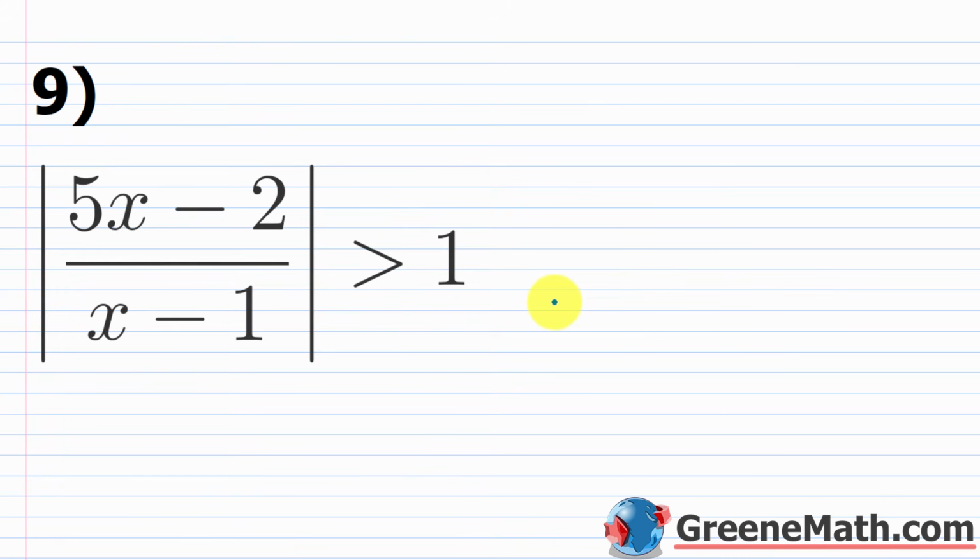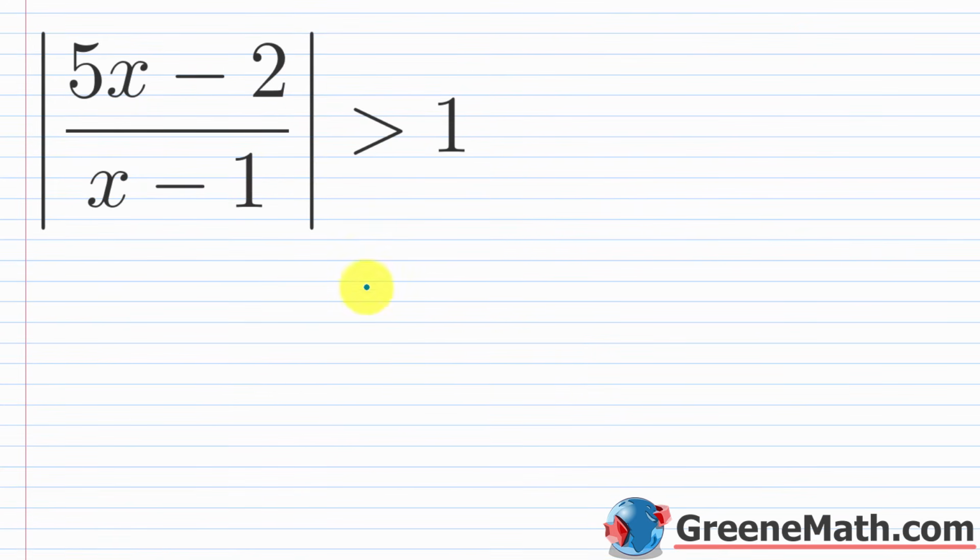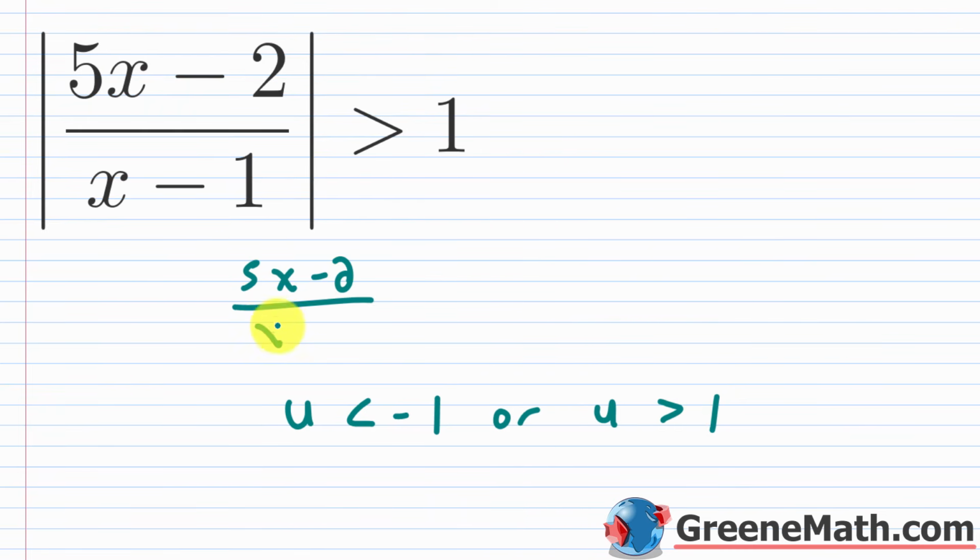All right, let's take a look at problem number 9 now. So here we have the absolute value of 5x minus 2 over x minus 1, and this is greater than 1. So we're going to use our rule and say if we have some algebraic expression u, and that's greater than some positive number, let's just use 1, then u is going to be less than negative 1, or u is greater than 1. So we're just going to use that here, and we'll take this guy, which is the 5x minus 2 over x minus 1. That'll be our u. So we'll say it's less than negative 1. Then or, we'll grab this guy again. So 5x minus 2 over x minus 1, and we'll say it's greater than 1.